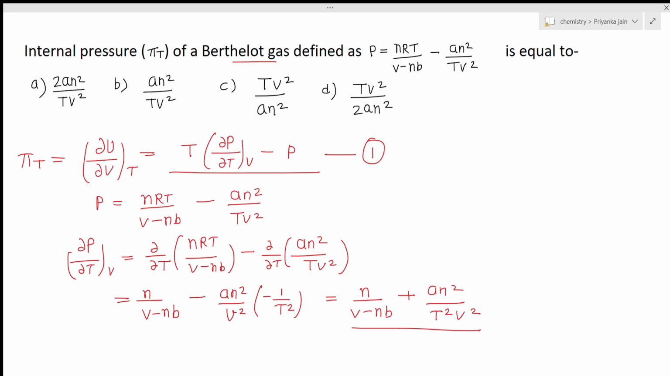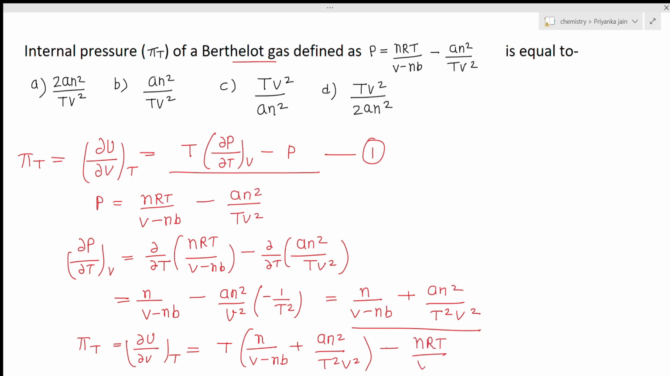Okay, so what we are getting: pi T will be equal to del U upon del V at constant temperature. This is equal to T times nR upon V minus nb plus a n square upon T square V square. Now put here the value of P. What is the value of P? nRT upon V minus nb minus a n square upon T V square.